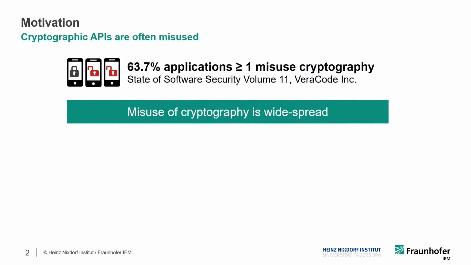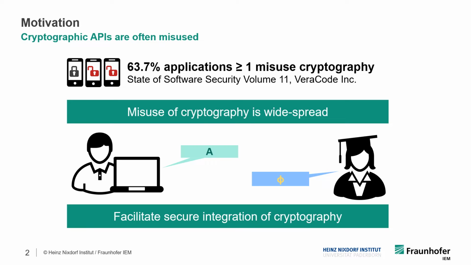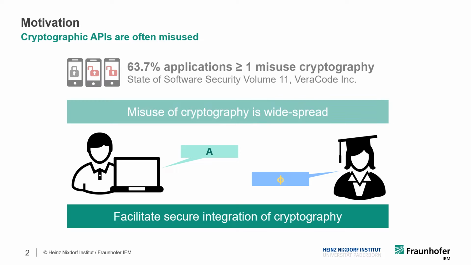Let me start with the motivation that drove us to take a deeper look into API misuses. In our research, we are mainly focused on the secure usage of cryptographic APIs. A recent study by VeraCode has shown that nearly 2/3 of applications contain at least one misuse of cryptographic APIs, and so you can see that the misuse of cryptographic APIs is widespread.